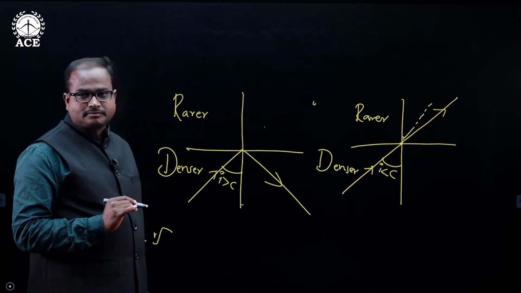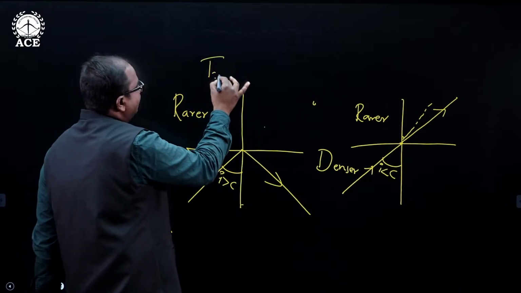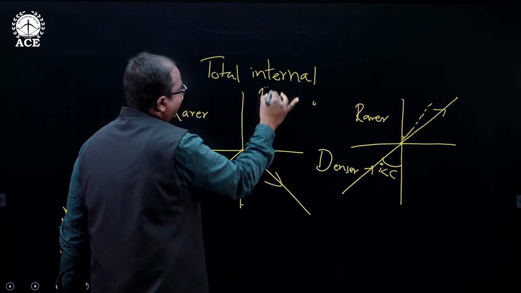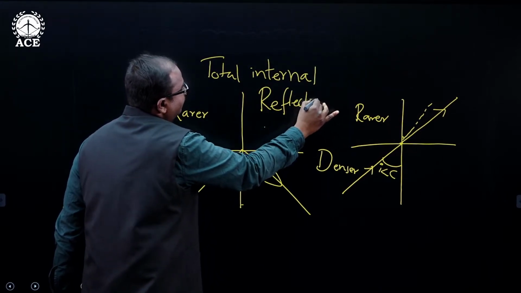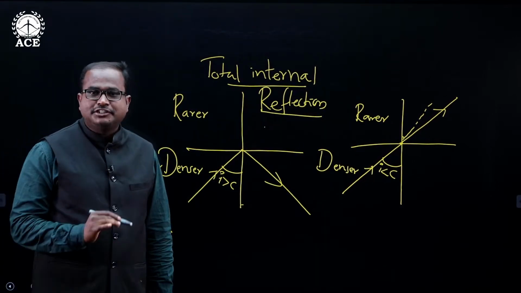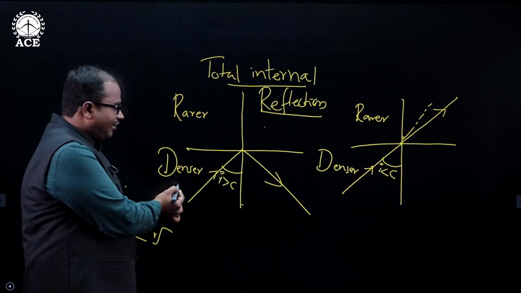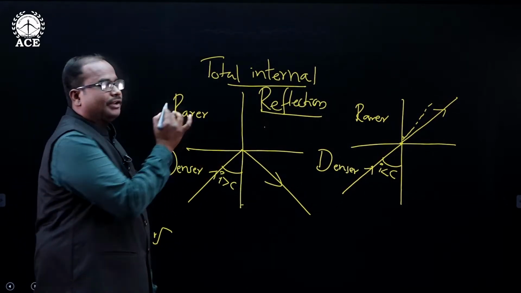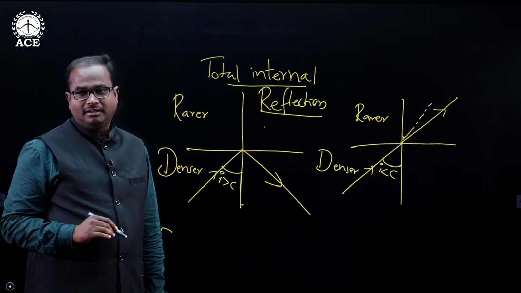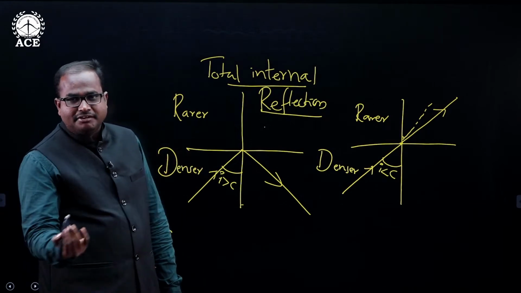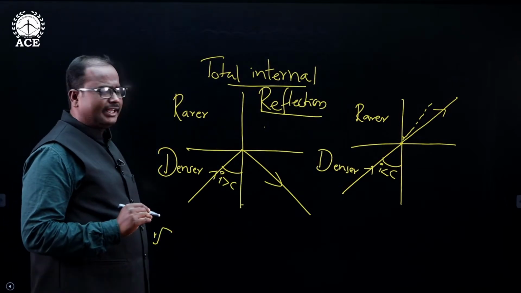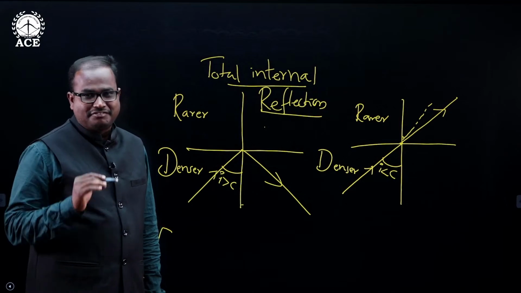This phenomenon is known as total internal reflection. Now what is total internal reflection? When the light ray is going from denser medium to rarer medium, and the angle of incidence is greater than the critical angle, the light ray gets totally reflected back into the denser medium itself. This phenomenon is known as total internal reflection.